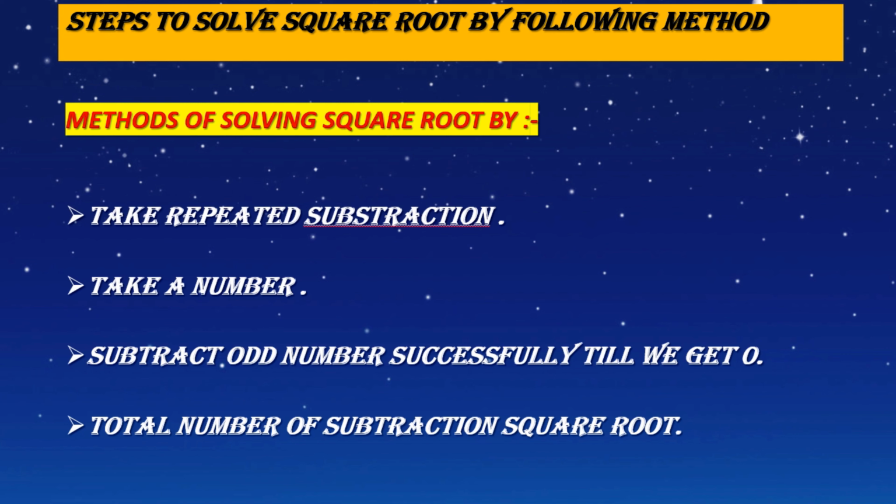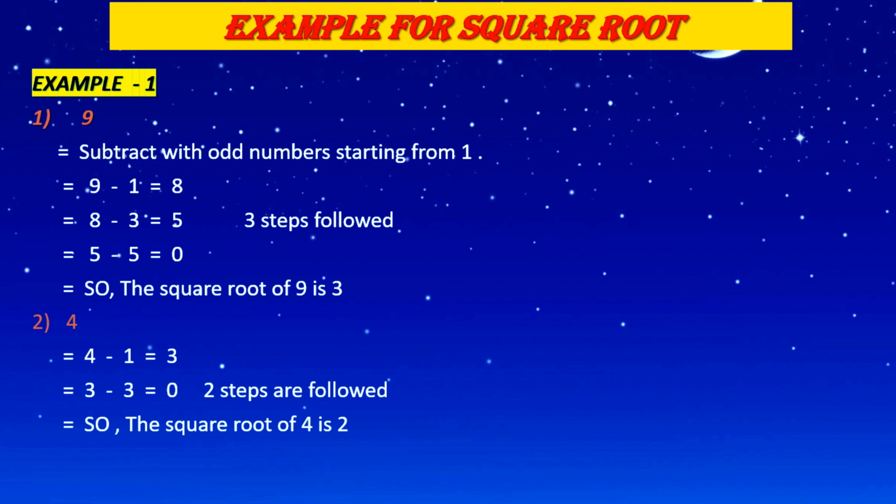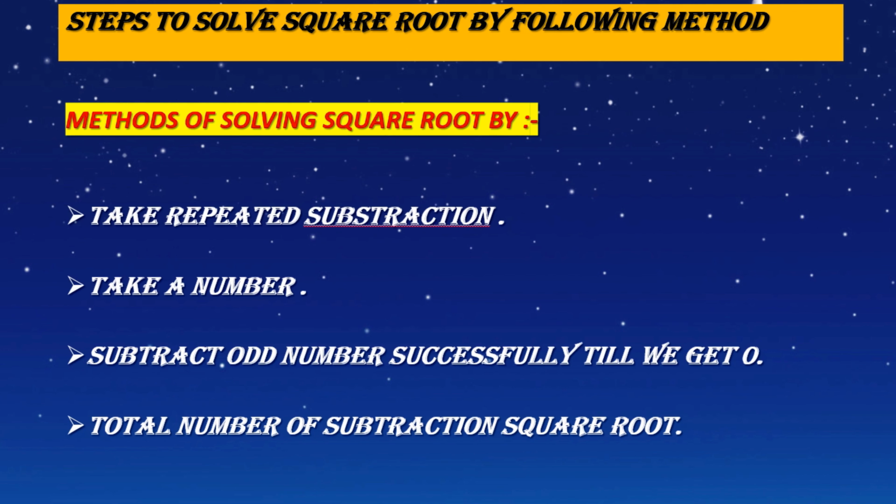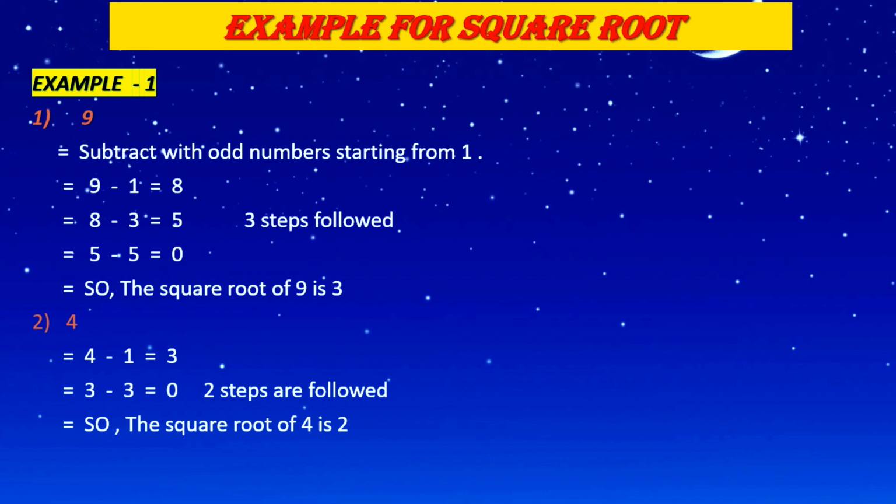Let's see. We should use repeated subtraction. Take a number and subtract odd numbers successively till we get 0, and the total number of subtractions is the square root. Let's see some examples in which we have to follow the method.